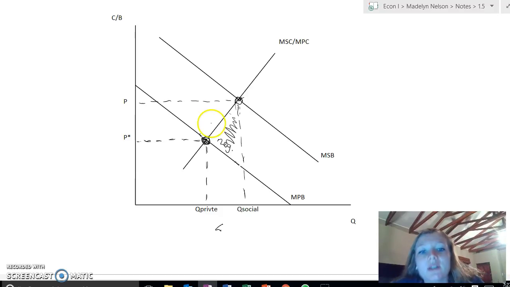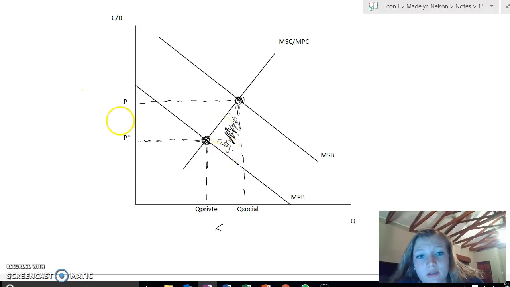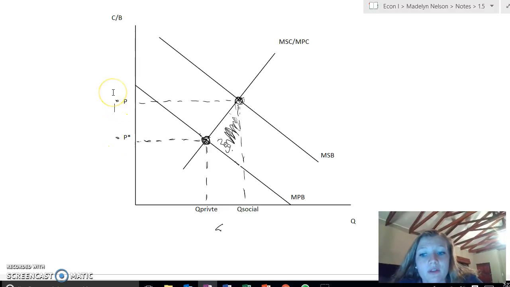So because they're not willing to pay this higher price, once again Q private is less than Q social, so it creates this negative effect because they want a price that's here, not here. So this further shows that the market is failing due to the free rider problem.